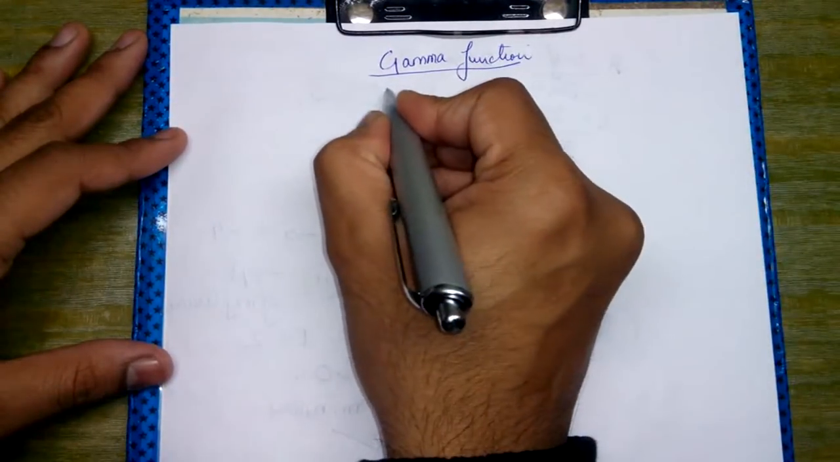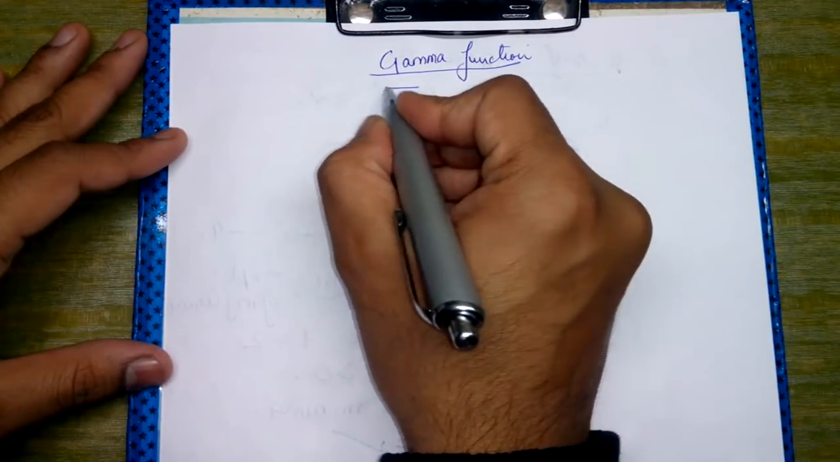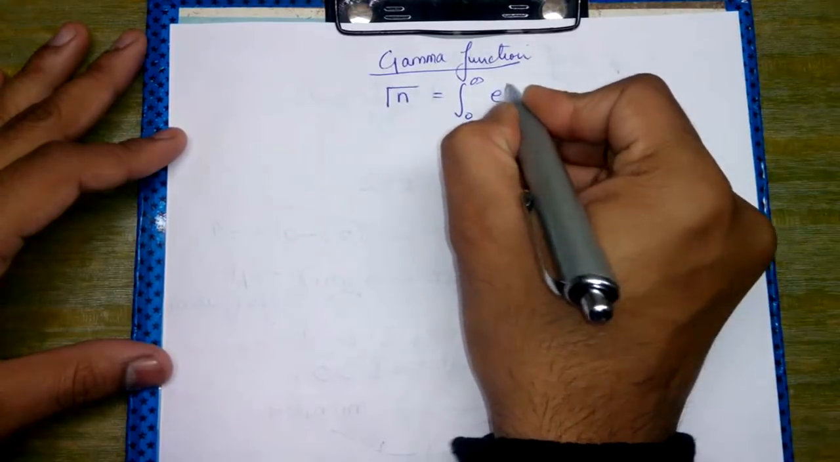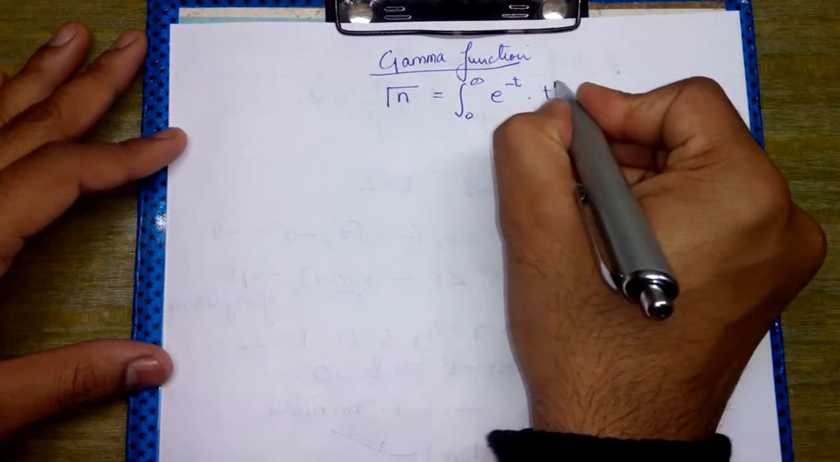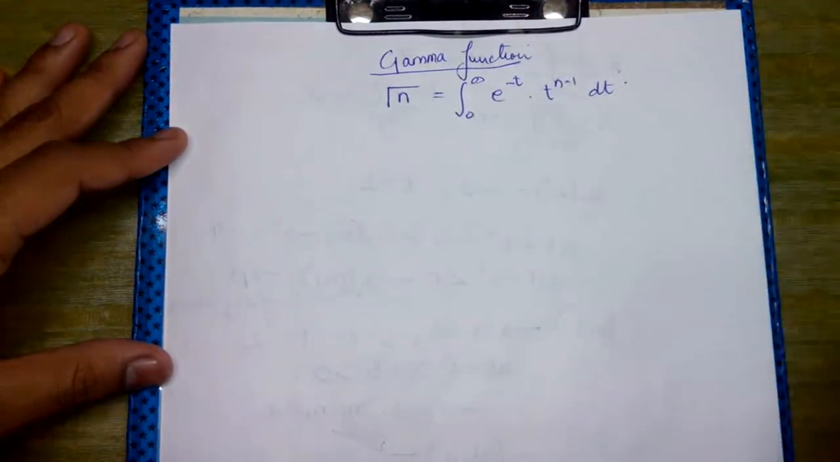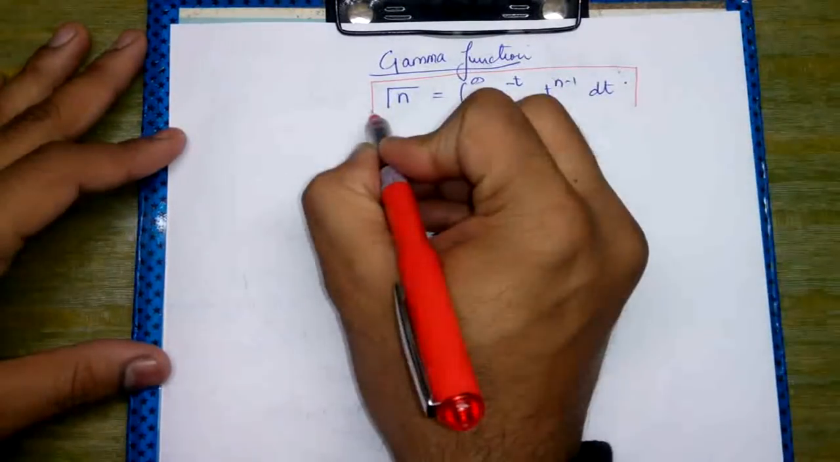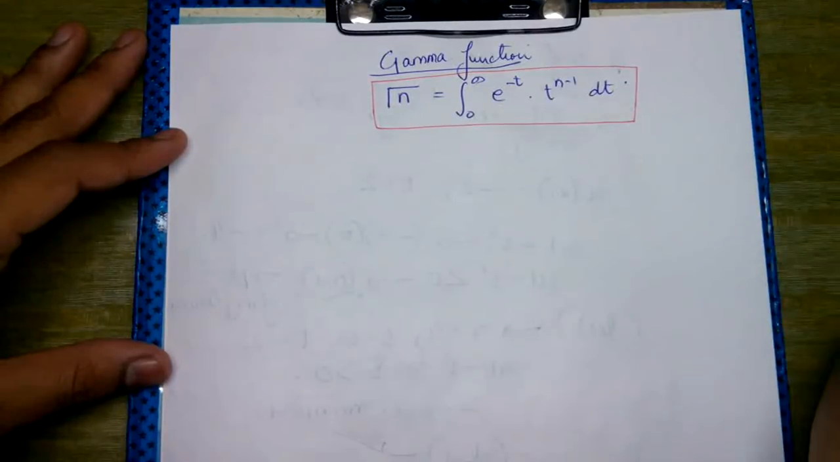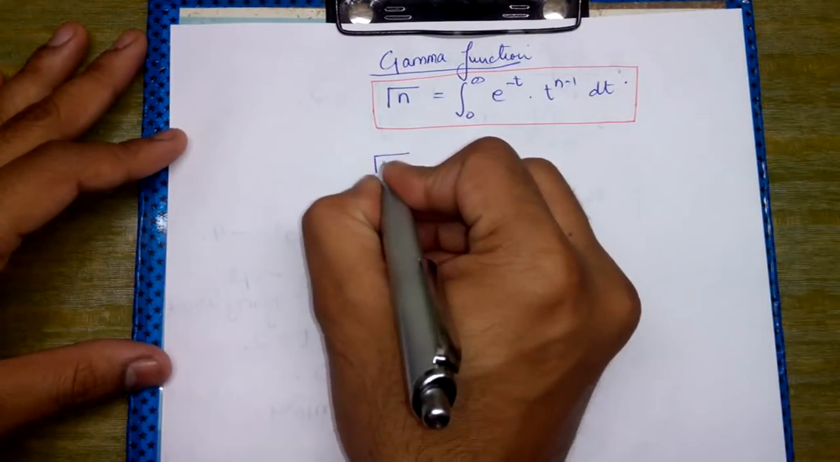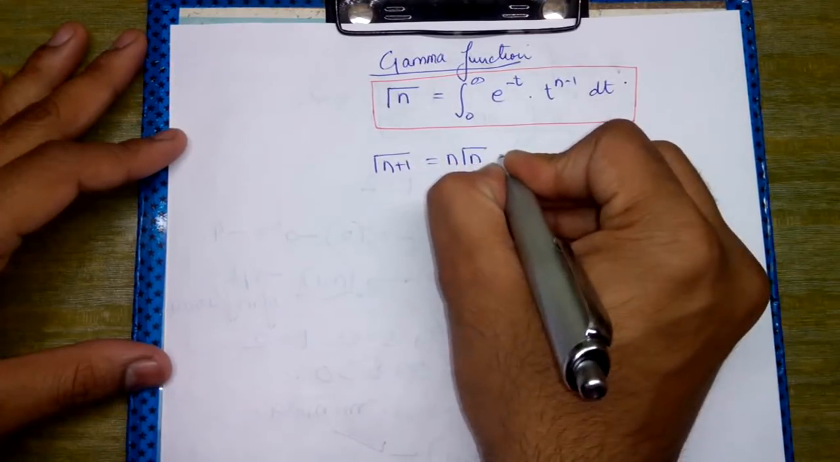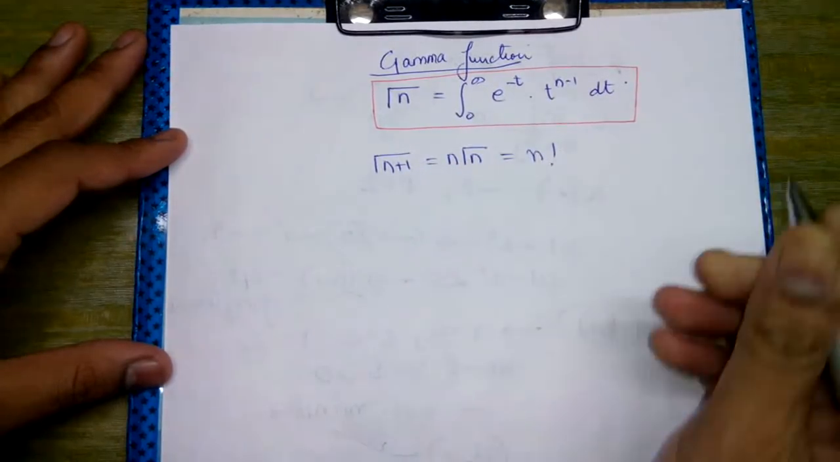And the gamma function has been defined in such a manner: gamma of n is equal to the integral from 0 to infinity of e to the power minus t, t to the power n minus 1 dt. So this is actually called the gamma function, whereas gamma of n plus 1 is equal to n into gamma of n, or this is simply n factorial.